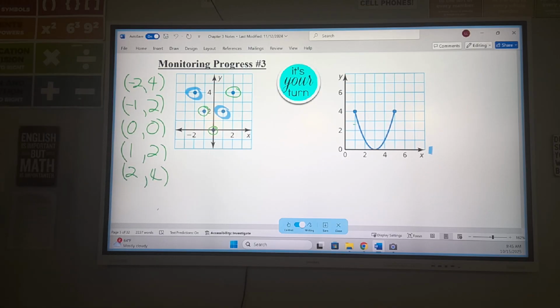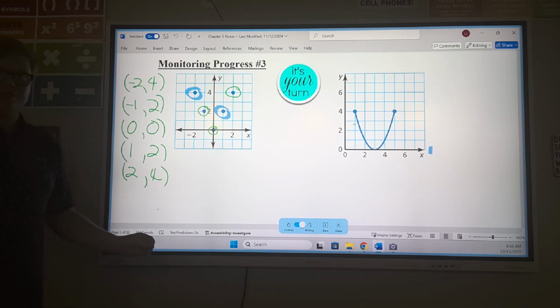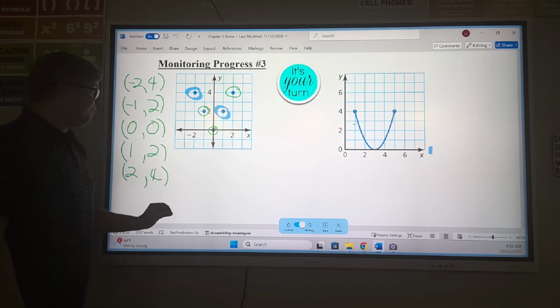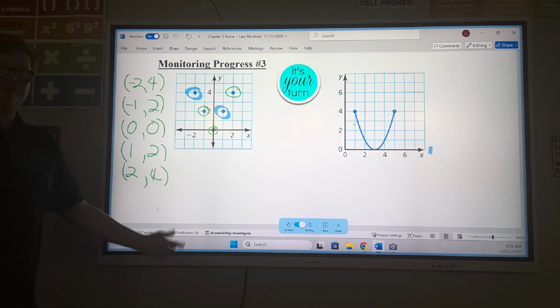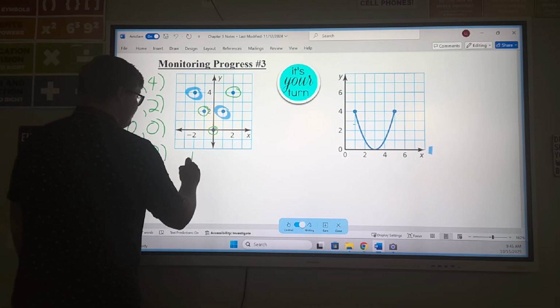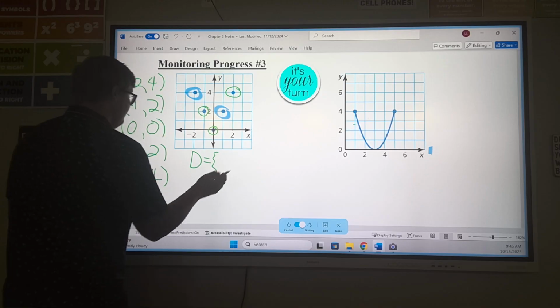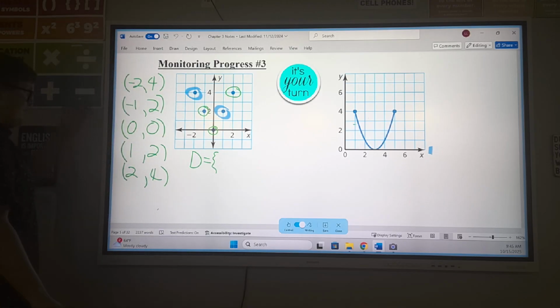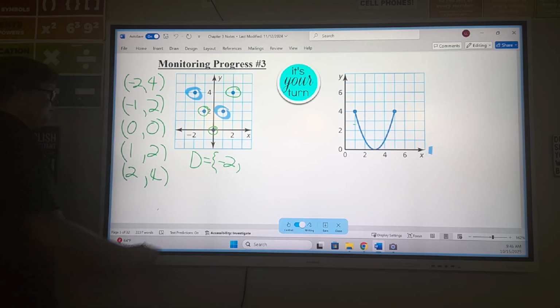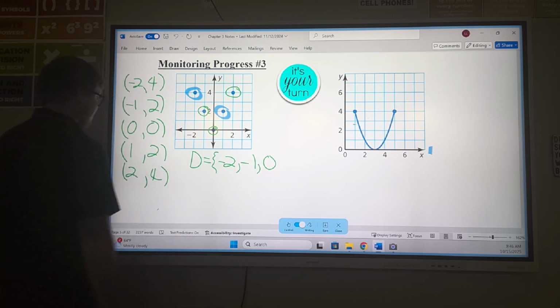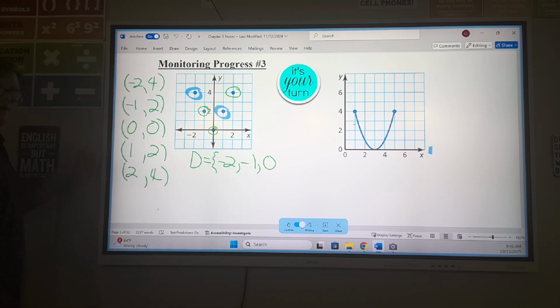Now, there's going to be something just a little bit different when it comes to the domain and range here. So, I'm assuming a few of you may have written the range wrong, but that's okay. We're going to fix it. So, first, let's look at our domain. Let's look at all the x values. Let's start at -2 and go all the way down. So, we have -2. Next, we have -1. Next, we have 0. Then 1 and 2.